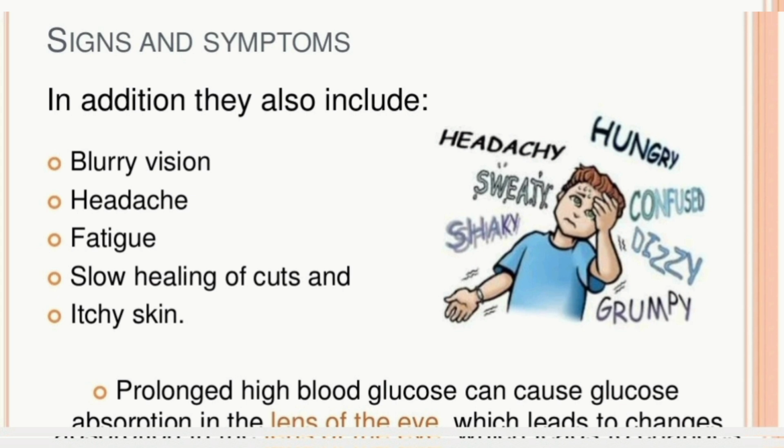Some additional signs and symptoms include blurred vision, headache, fatigue, slow healing of cuts, and itchy skin. If a prolonged high blood glucose level is there, then there is absorption of that glucose in the lens of the eye, which leads to changes in vision. So it causes blurred vision.